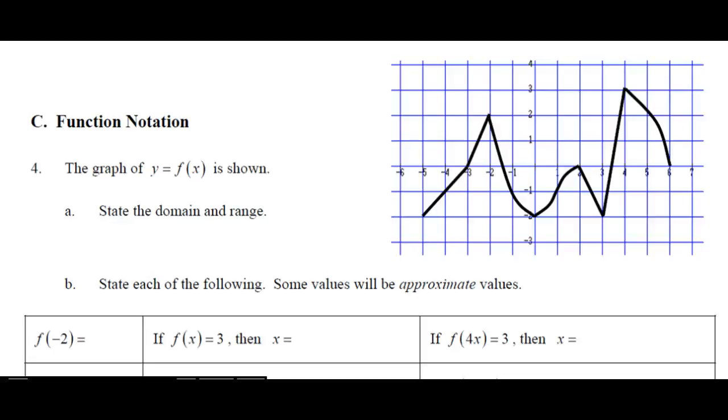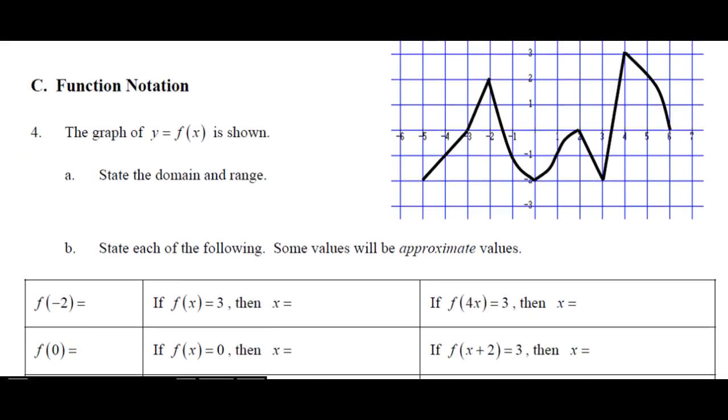All right, so starting at part C, function notation. Just in your booklet, the graph of y equals f of x is shown. State the domain and range. So where are we going from domain-wise? Between -5 and 6, right? So how do we state that?